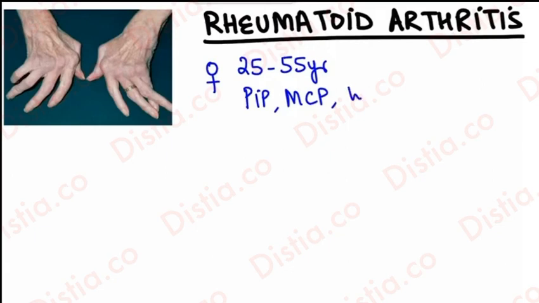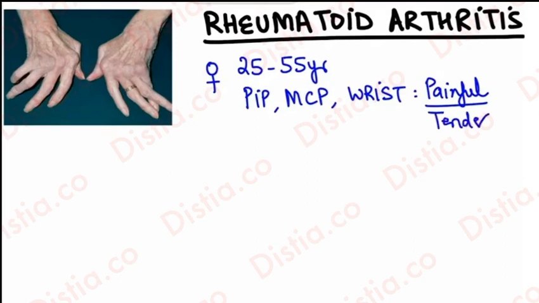As I highlighted, it's mainly going to be the small joints of the hand, and even the wrist joint can be involved. The description will be given by the patient as inflamed joints, redness, and obviously pain. And when you touch these joints, they are definitely going to hurt. As I highlighted, this disorder is going to be bilaterally symmetrical.